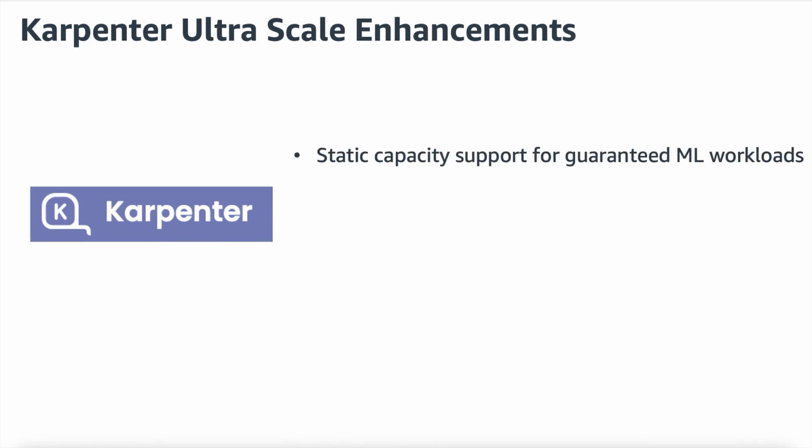The first major enhancement is guaranteed capacity for ultra-scale ML training jobs. These jobs often arrive in batches with specific patterns that Karpenter's reactive provisioning model doesn't anticipate, potentially leading to delays. We introduced support for static capacity through static node pools that maintain a minimum set of nodes consistently, guaranteeing capacity for long-lived AI/ML workloads.